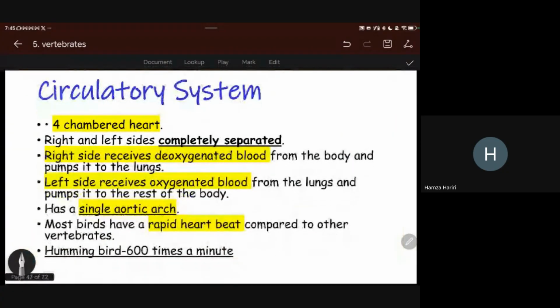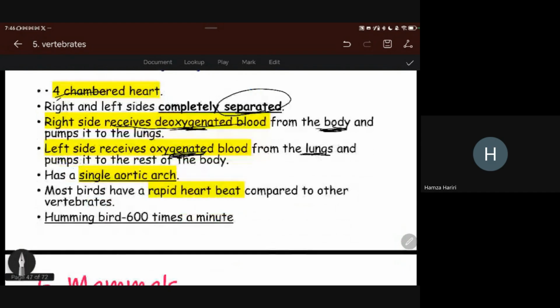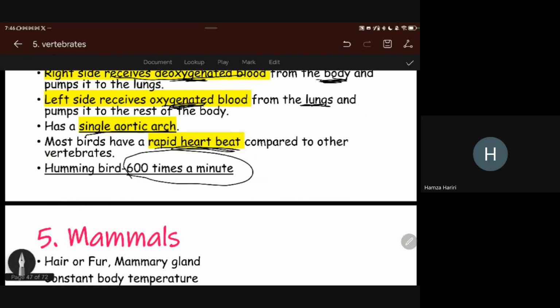The circulatory system: they have a 4 chambered heart, with right and left sides completely separated. The right side receives deoxygenated blood from the body. Any deoxygenated blood comes from the body, and any oxygenated blood comes from the lungs. It has a single aortic arch, and most birds have a rapid heartbeat. For example, hummingbirds have 600 beats per minute.